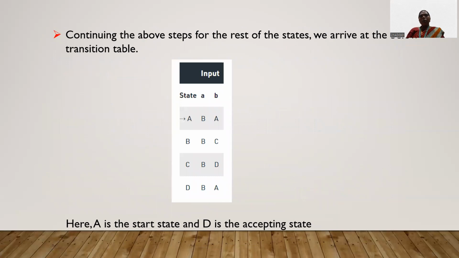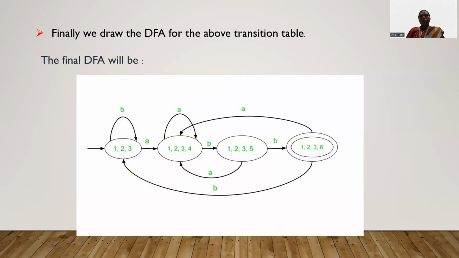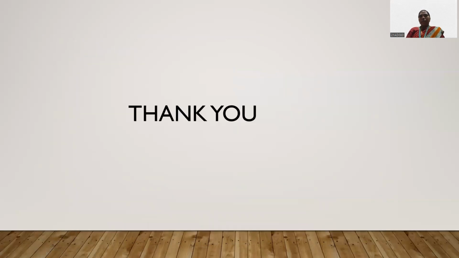So finally, continuing the above steps for the rest of the states, we arrive at the below transition table. Okay, so here A is the starting state, and D is the accepting state. So this is the final transition diagram, the DFA for the given regular expression. So without using the Thompson construction method or the subset construction method, just by the syntax tree method and with the simple logic of first pose, follow pose and last pose, we were able to find the DFA transition table. Thank you, students.